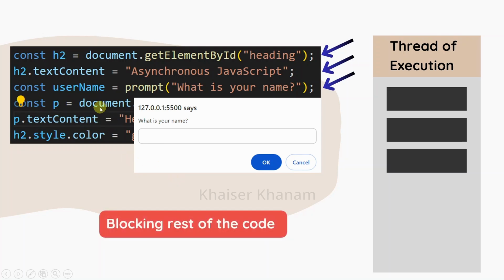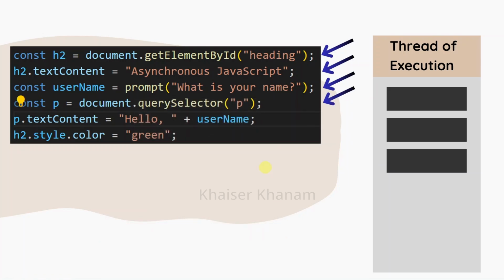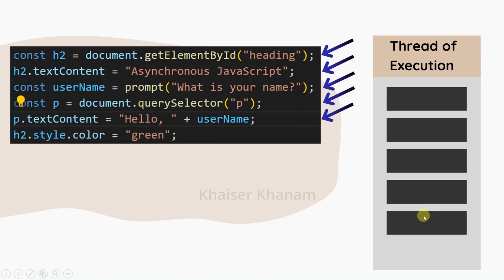So here what happens? It is just blocking rest of the code. I cannot select paragraph. I cannot give content to paragraph, as well as I cannot change color of my heading. So whatever code I am having below this prompt, entire code is blocked. Now after giving this name, imagine I have given the name and I have clicked on OK. Only after that I will be moving to the next line. This code will be executed in thread of execution. Again I will be moving to the next line. Then this code will be executed. And finally color of the heading will be changed and this code will be executed.